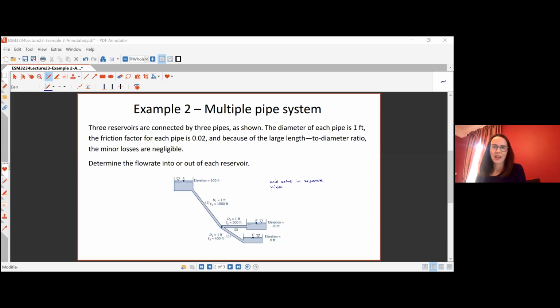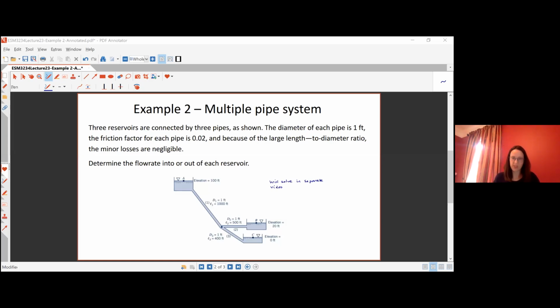All right, so turning over to the annotator. Here we go.